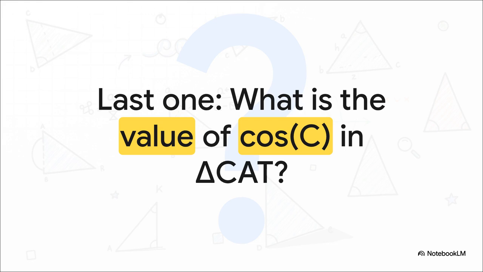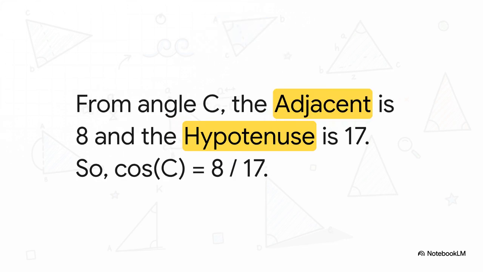All right, one more for good measure. New triangle, CAT. What's the cosine of angle C? Let's go to our mnemonic, CAH. Cosine is adjacent over hypotenuse. Okay, the side adjacent, I'll write next to angle C, is 8. The hypotenuse is 17. So the cosine of C is just 8 over 17. That fraction doesn't simplify, so that's our final answer. You're getting the hang of this.